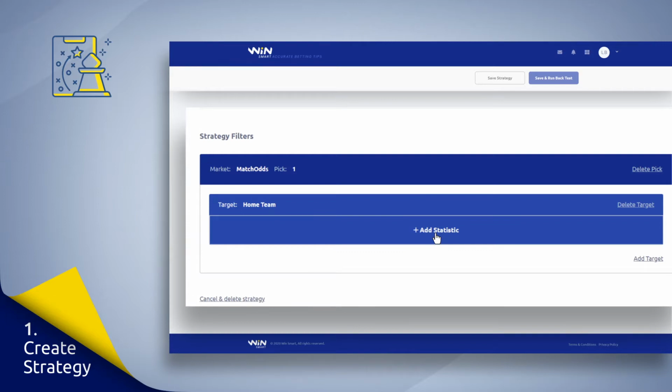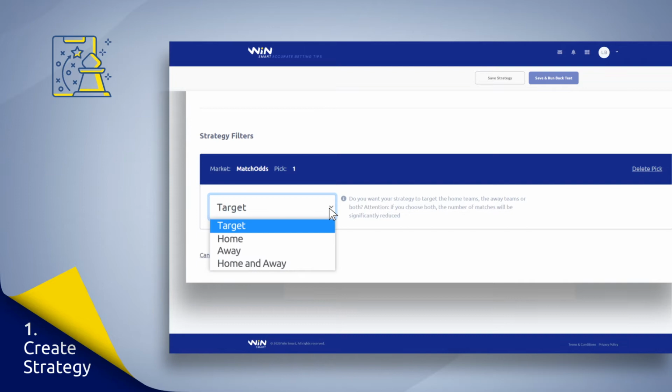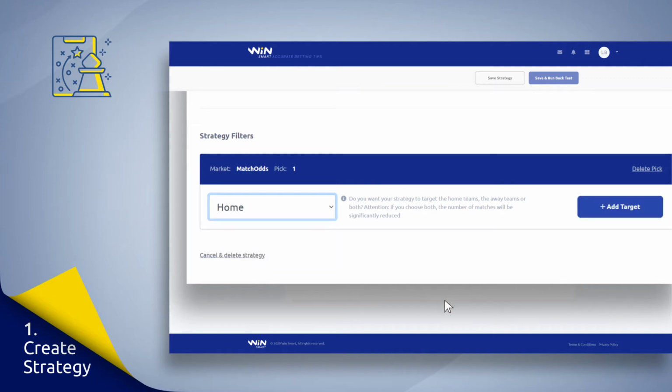In strategy filters, it's the only point at which you need to remember something yourself. So, moving on to target. Target defines which team, home, guest, or even both, the statistic you choose afterwards refers to. As you can see, there are three options. For convenience, let's choose home.